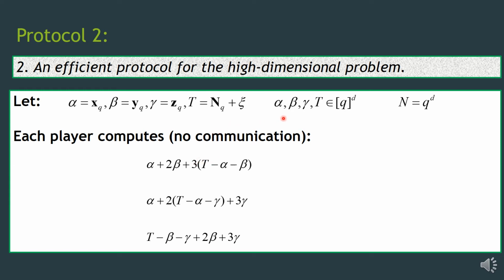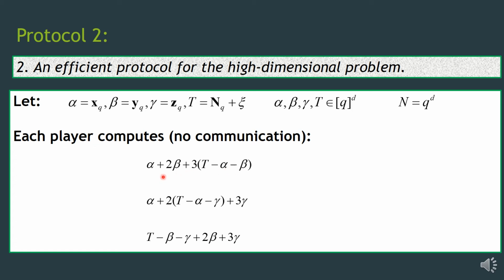And we want to solve the problem whether alpha plus beta plus gamma is equal to t. There is a protocol for that, a really efficient protocol for that, efficient when d is large. Each player computes privately. No communication is used yet. They compute these vectors. The first player computes alpha plus 2 beta plus 3 times t minus alpha minus beta.